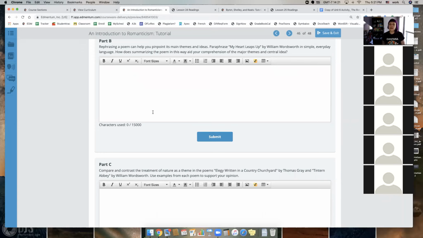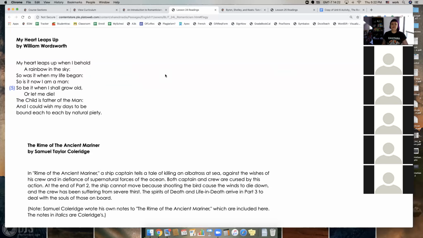Paraphrase My Heart Leaps Up by William Wordsworth in simple everyday language. How does summarizing the poem in this way aid your comprehension of the major themes and central idea? So what that's trying to tell you to do is look at this poem and think about what it's very plainly trying to say.